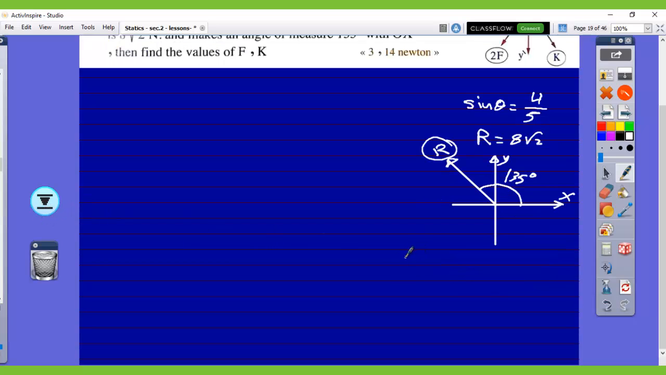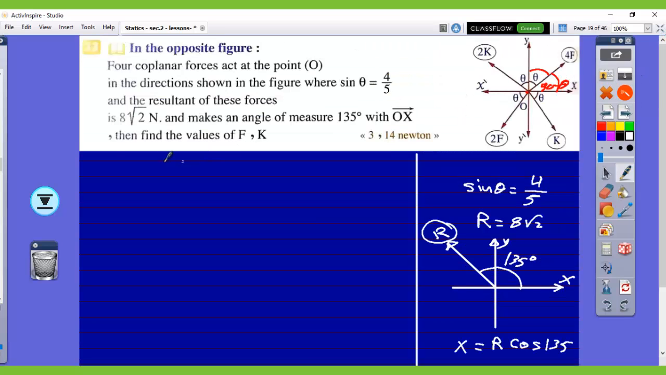So the two components of R, the resultant: x, a component in the direction of the x-axis, equals R cosine 135, and the other, y, R sine 135. Okay, and we will use these two components to solve our problem. Now we write the forces in polar form. So we have 4F and 90 minus theta degrees.